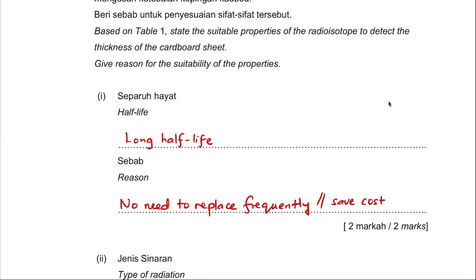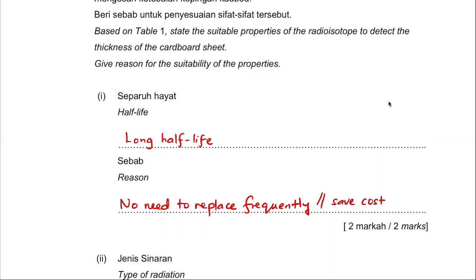But only write one answer only, the one that you are really confident with. Do not write more than one answer. If you write more than one answer, make sure both of your answers or all of your answers are correct. If you write one answer correct and the other one wrong, it will be wrong, cancel, right, and you will get 0 marks for that one.